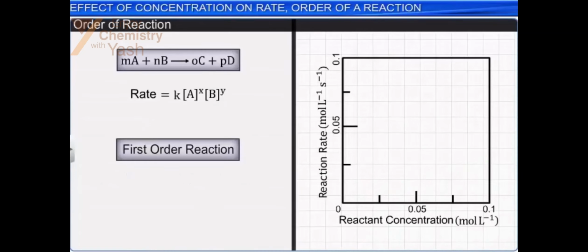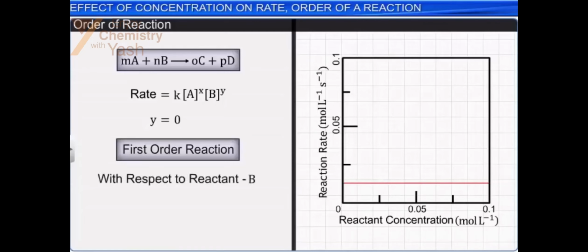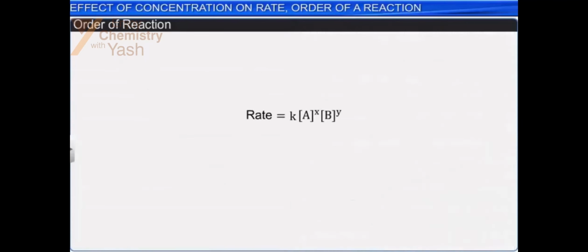Similarly, if Y is equal to 0, then it is a zero-order reaction with respect to reactant B. Also, if Y is equal to 1, then it is a first-order reaction with respect to reactant B, and so on. Thus, the sum of the exponents, X and Y, gives the overall order of the reaction.